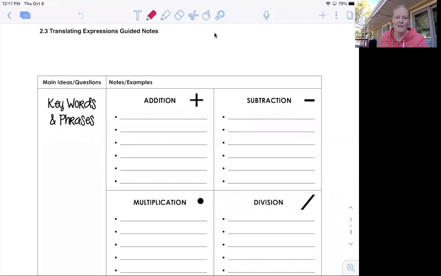Hi, and welcome to Translating Expressions. So today we're going to look at words that translate to math expressions, and then later we'll look at equations.